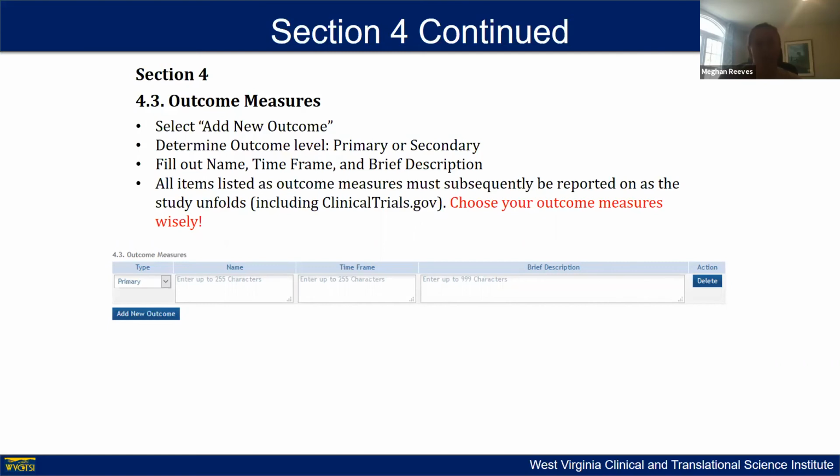I will say and caution for sure that you want to be really considerate when you describe what your primary and secondary outcomes are, and that your study is powered in such a way that you'll be able to make statistically significant or statistically evidence-based outcome decisions. Because everything that is listed as an outcome measure must then be reported on clinicaltrials.gov. So if your study isn't powered to examine something, don't include it, because you won't be able to report it ethically in clinicaltrials.gov.